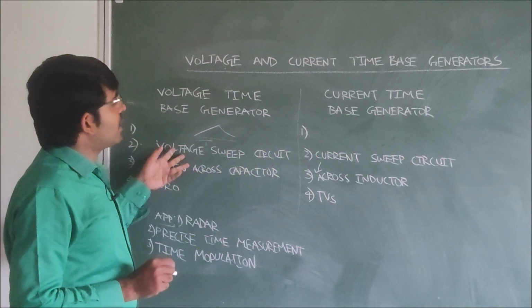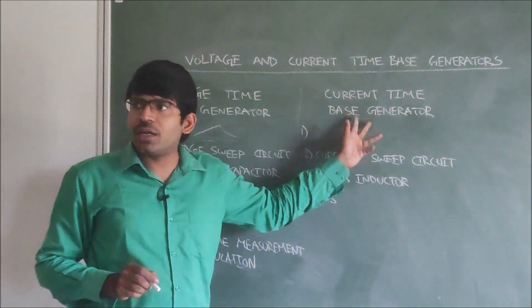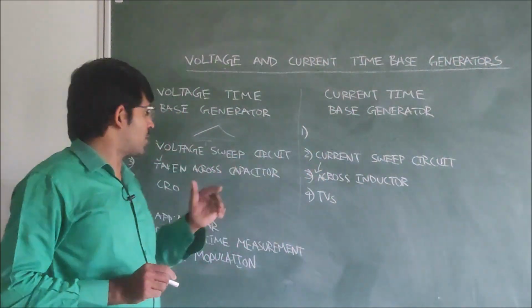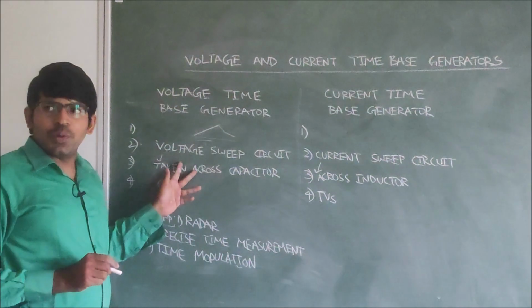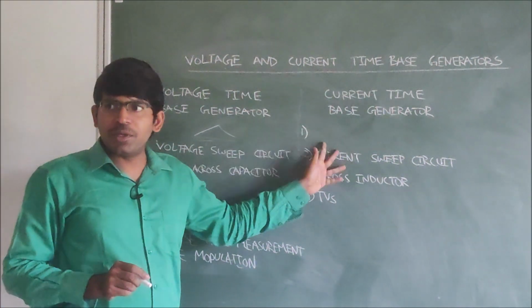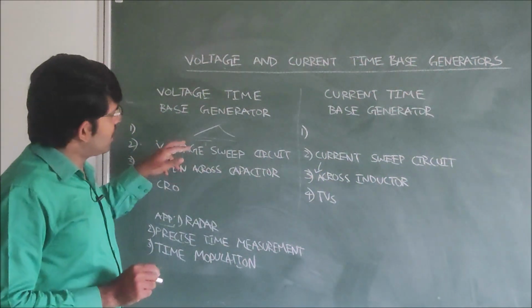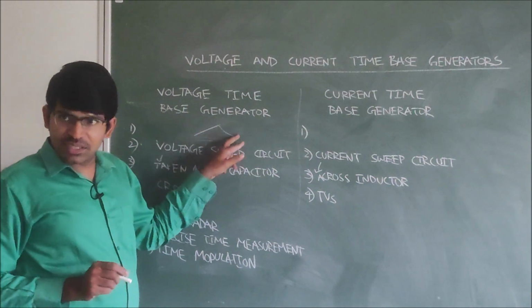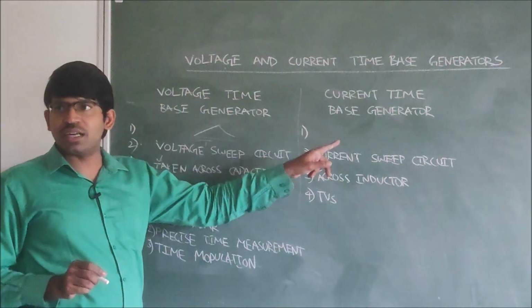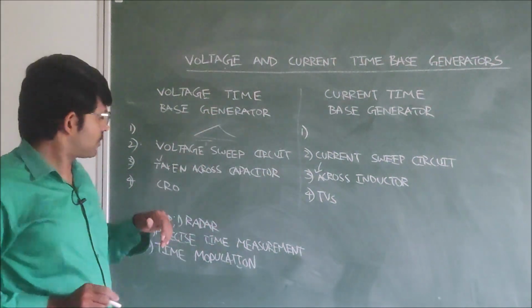So the voltage time-based generator is also called a voltage sweep circuit. The current time-based generator is also called a current sweep circuit. This voltage sweep is taken across the capacitor. This current sweep is taken across the inductor. Okay, it looks like the capacitor is charging and discharging. Similarly, the inductor is charging and discharging. Capacitor stores voltage, inductor stores the current.